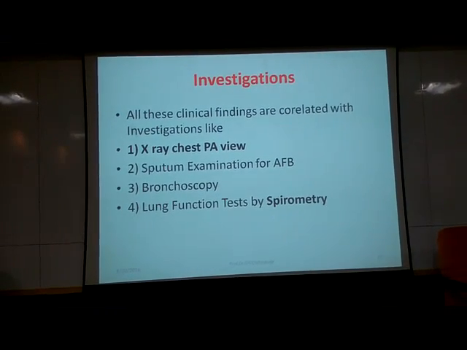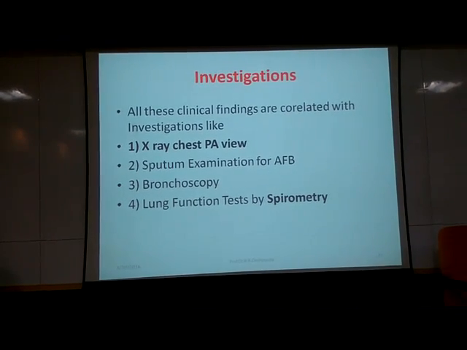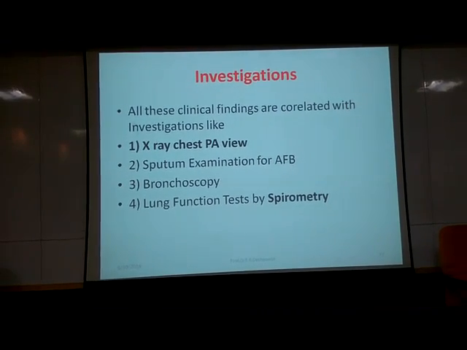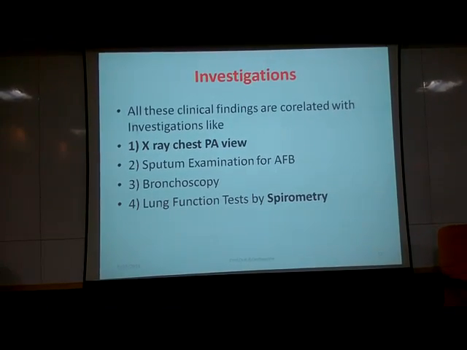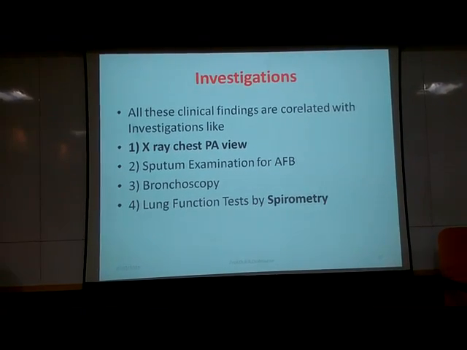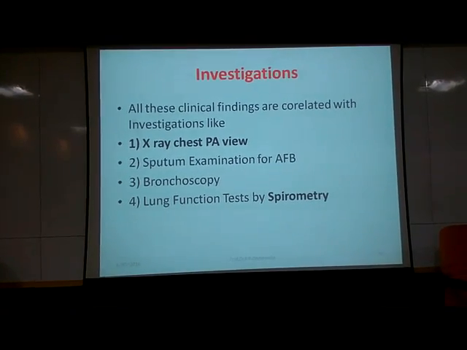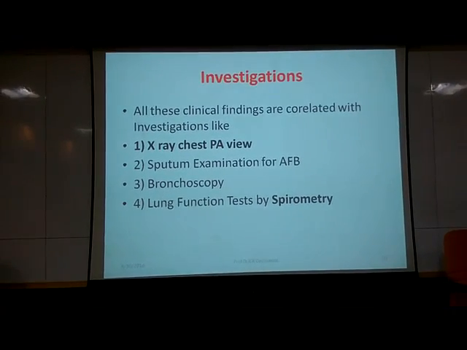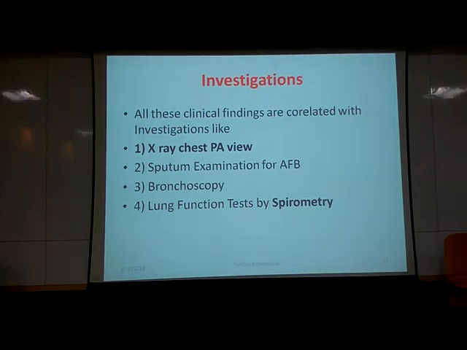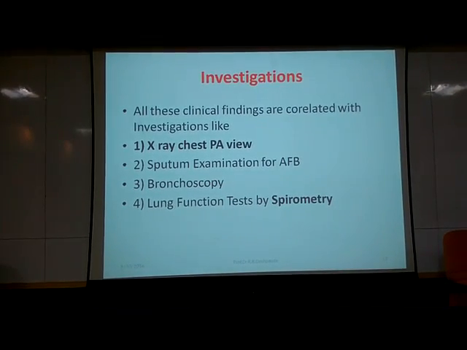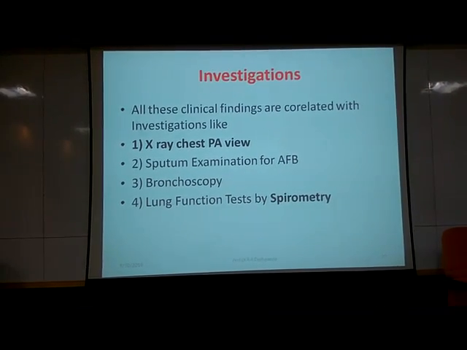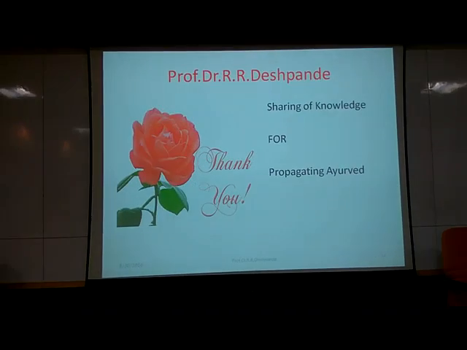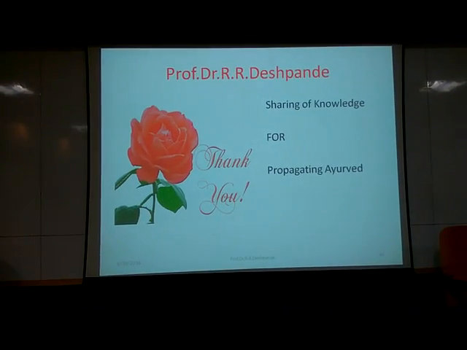Remember, although these are all clinical examinations, we make only a provisional diagnosis, something like pneumonia, tuberculosis, or bronchitis. Sometimes we may need additional tests or investigations to confirm our provisional diagnosis. These tests are X-ray, which is very common, PA view, sputum examination for acid fast bacilli for tuberculosis, bronchoscopy, and lung function tests like vital capacity, etc. by spirometry. So this is nearly the end of our session, but before that, this is only slide presentation.